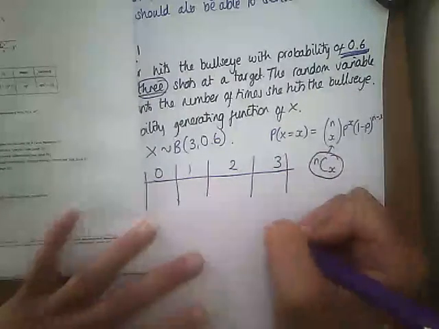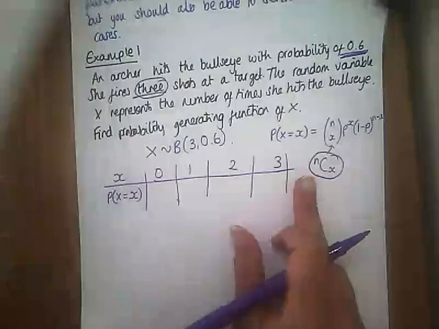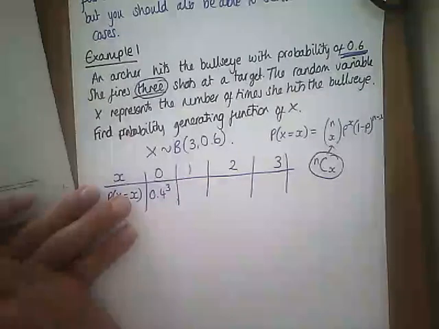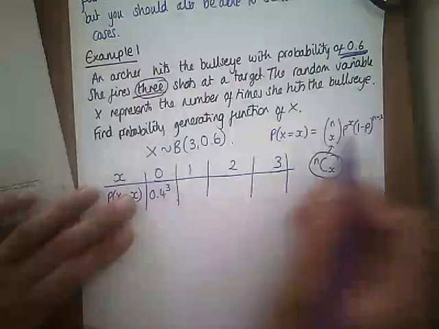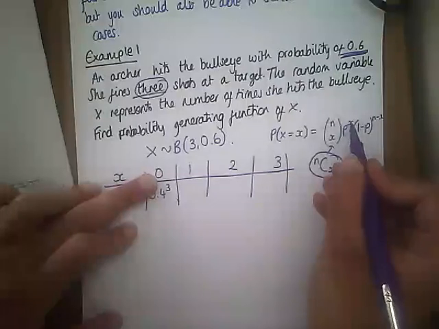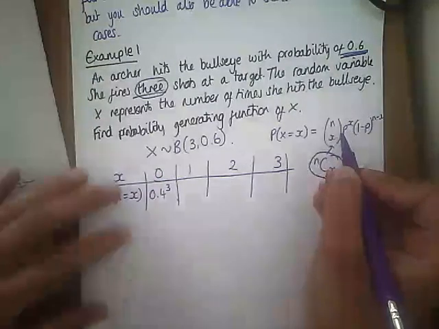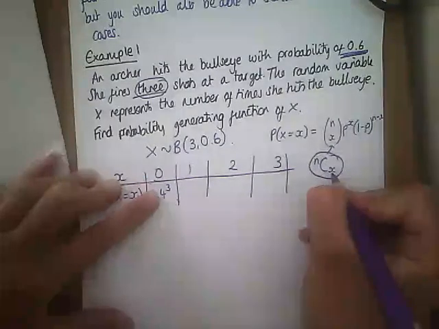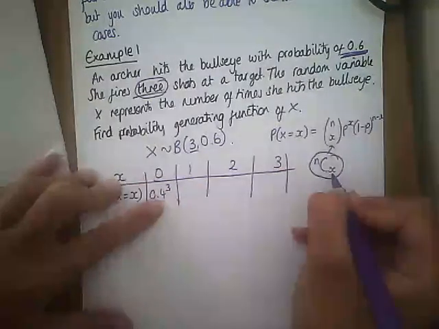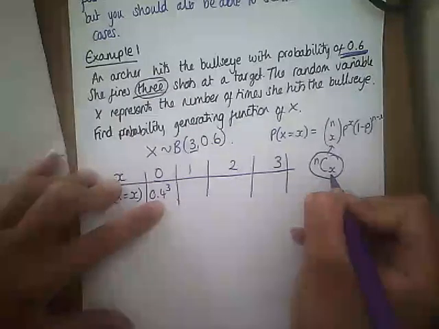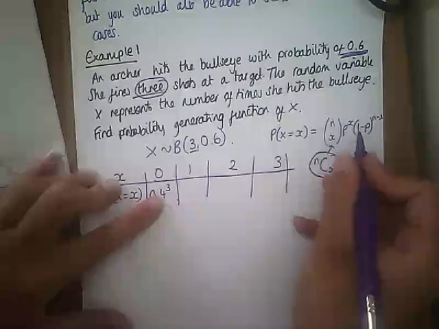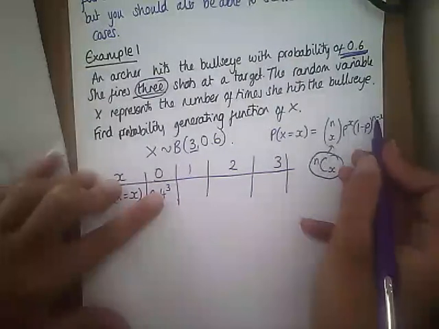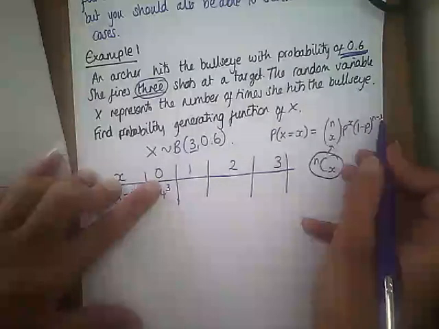So if you do that, what you end up having is 0.4 to the power of 3, and that is because obviously our x is 0, so that will just be 1. I haven't got my calculator with me, but n choose 0 is just going to be 1, n being 3. And then 1 minus p, so 1 minus 0.6 is 0.4, and that's to the power of 3 take away our x, which is 0, so that's just 3.